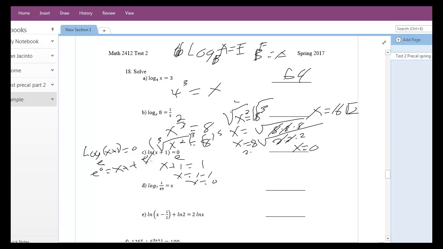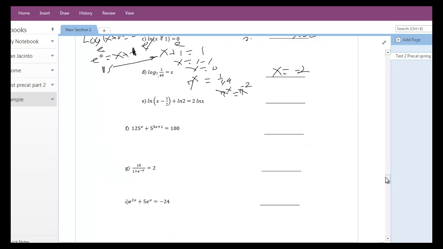What is e to the 0? 1. So we write back to the same problem. This becomes base is 7, exponent is x, 1 over 49. You know 49 is 7 squared. Since it's on the bottom, it becomes what? Negative 2. Kill the 7's, x equals what? Minus 2.